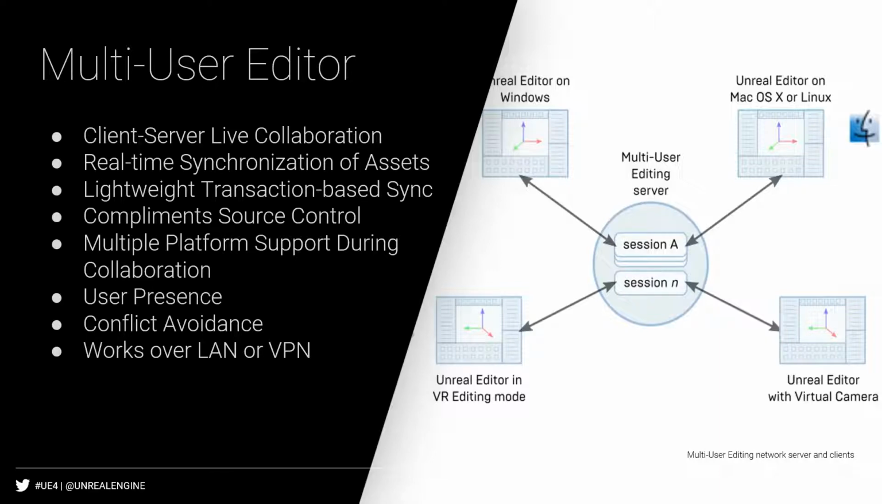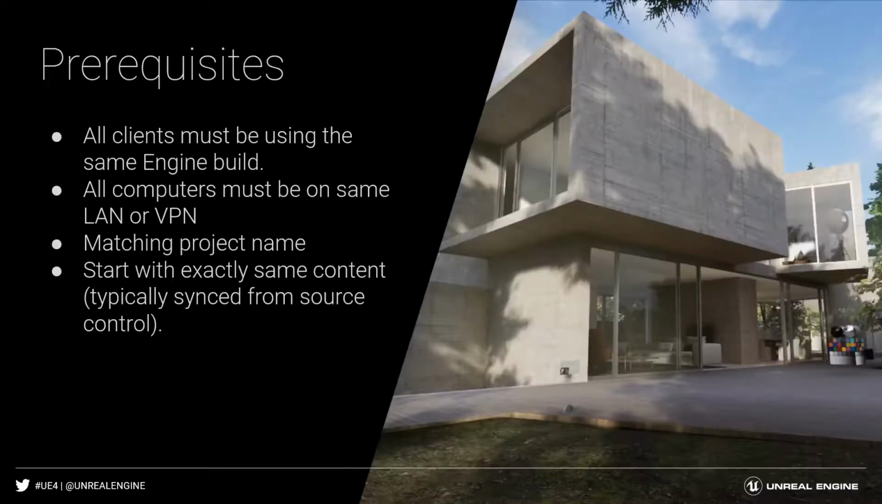The system works over Local Area Network or VPN. Daryl and I will be collaborating over VPN today. But before we get started and begin to work collaboratively on a project, there are some prerequisites that need to be met. First of all, the machines, including clients and host, must be running the project on the same engine build version. And all machines must also be on the same LAN or VPN.